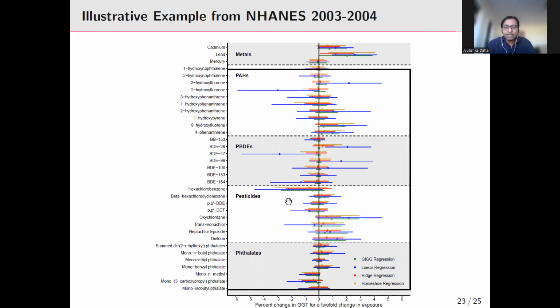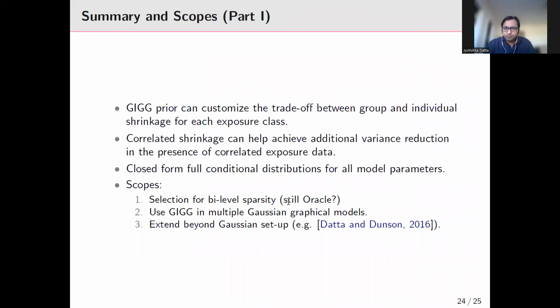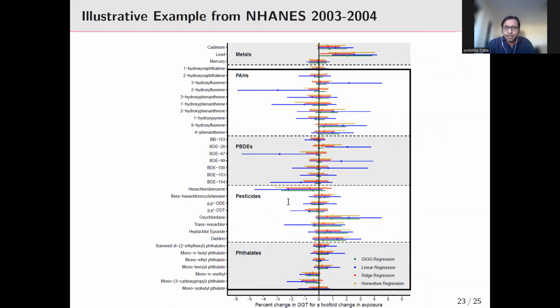On the other hand, if you look at, say, PAH or PBDE, what happens is that compared to the linear regression, you can obviously see the very long blue segment. That is what you get out of linear regression. And you can see that the length of credible interval is much shorter for gig compared to even horseshoe regression.